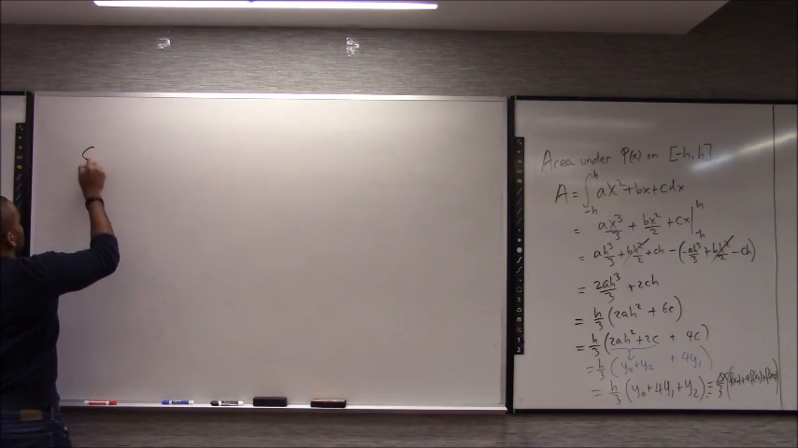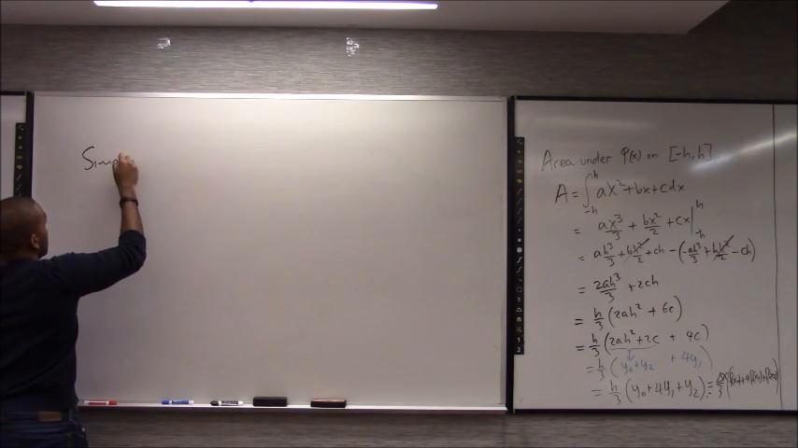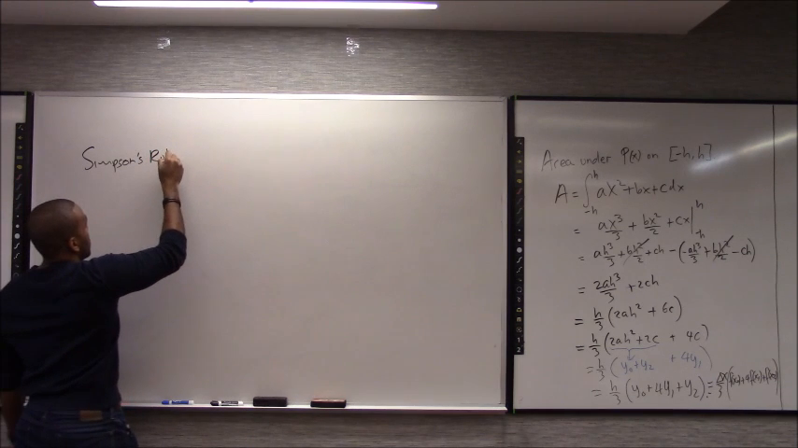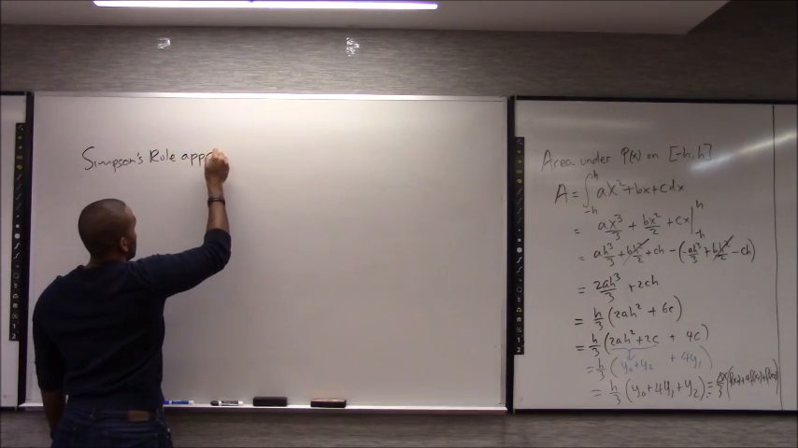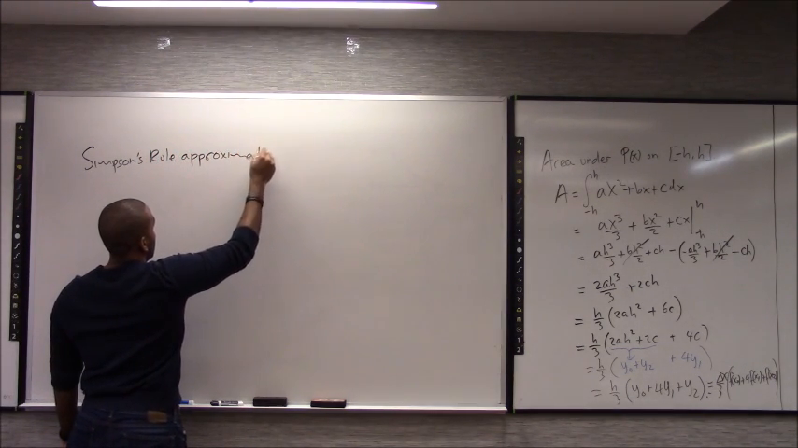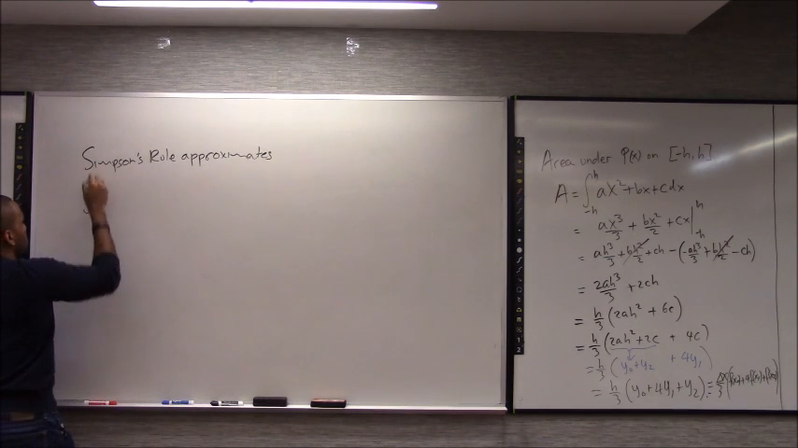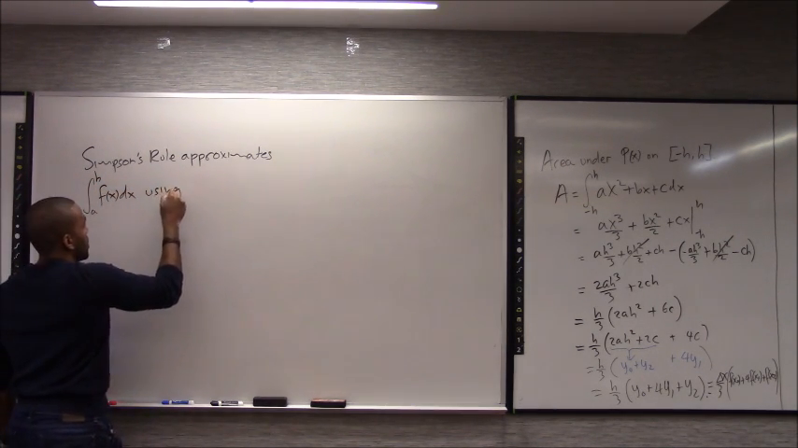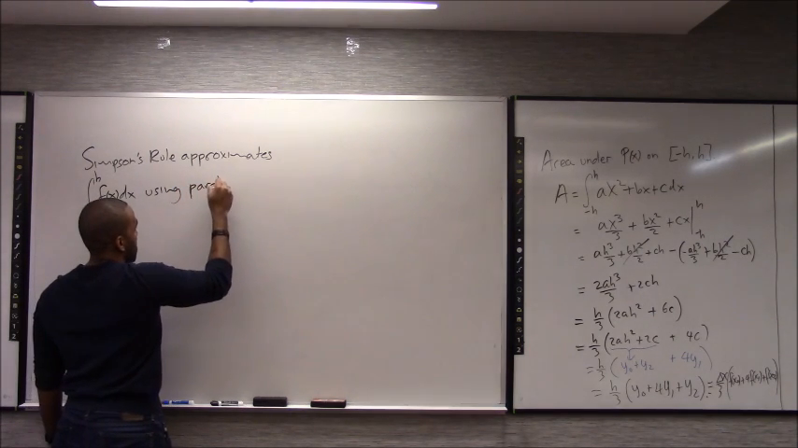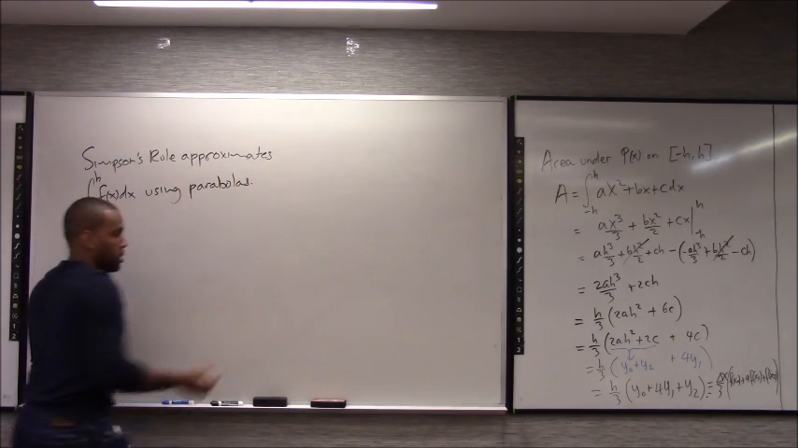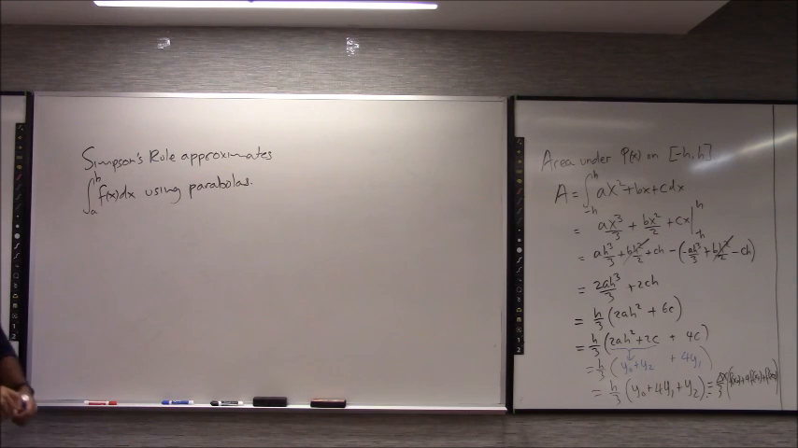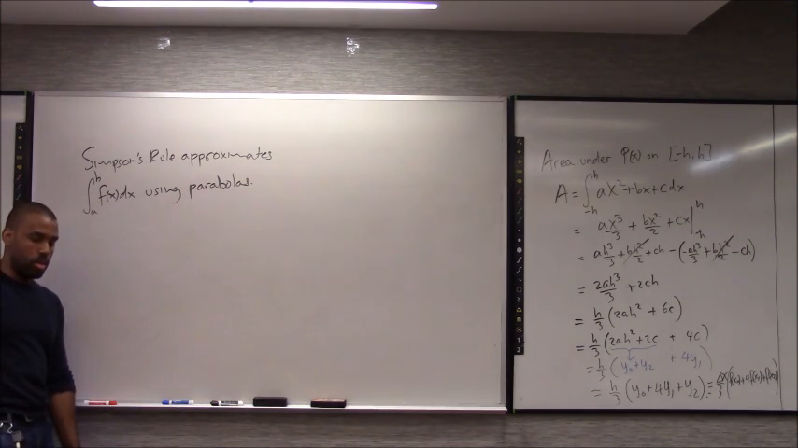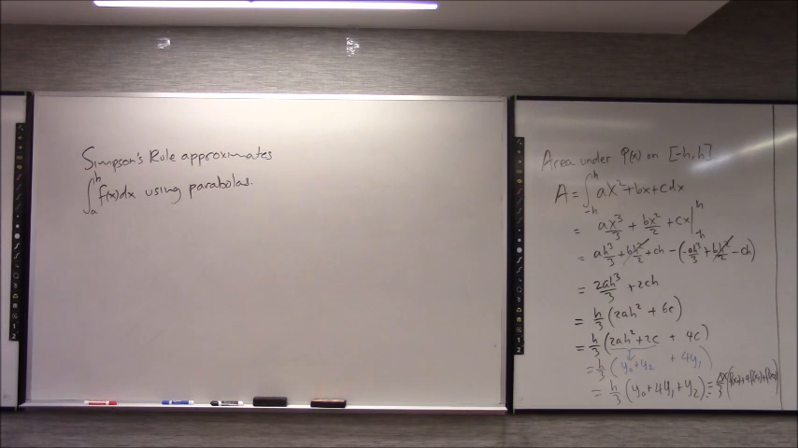Now Simpson's rule approximates the definite integral a to b of f of x dx using parabolas. So remember, your left hand, right hand, and midpoint rule use rectangles. That's your typical Riemann sum. The trapezoid rule envisioned using trapezoids. But Simpson's rule actually uses parabolas.